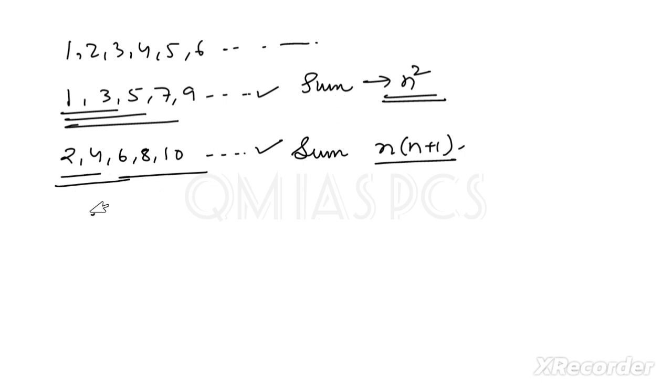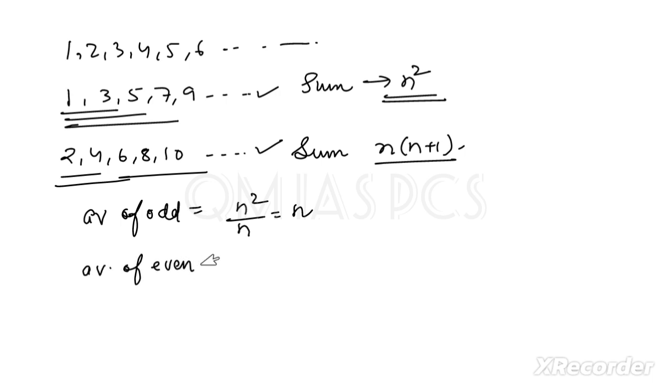Now if it is asked about the average of odd numbers, the average will be n square by n, that is n. The average of even numbers will be n into n plus 1 by n, that is n plus 1. Is it clear? Just note it down.